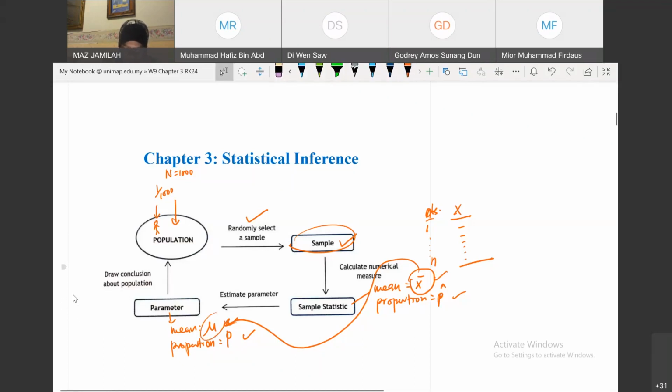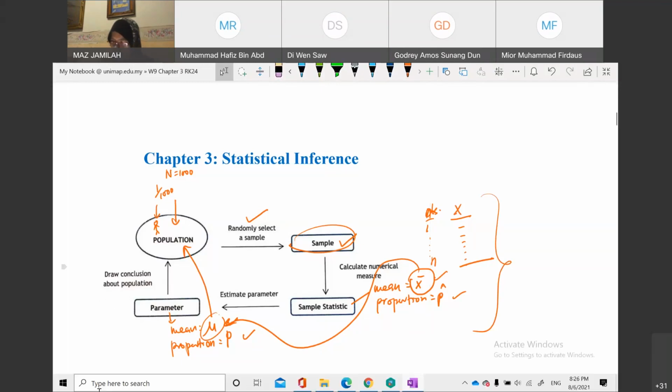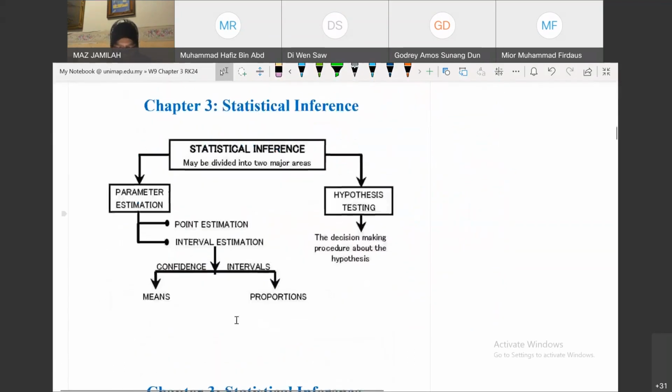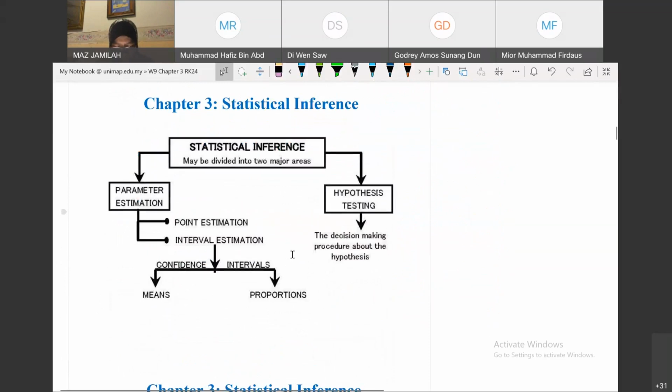So what happened to mine? That's why our X bar here will be used to draw a conclusion for our population. So this is how the whole diagram here is supposed to be understood. Any questions so far, class? If no question, I go straightforward.